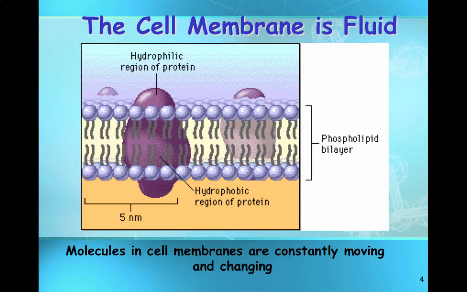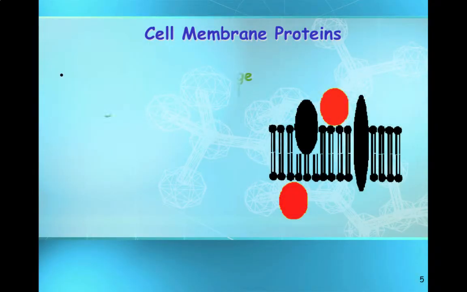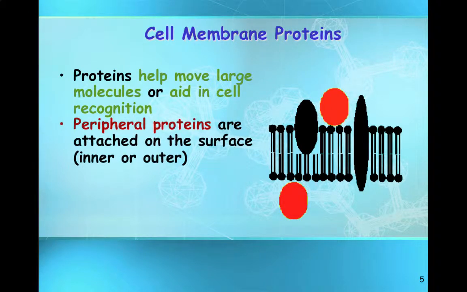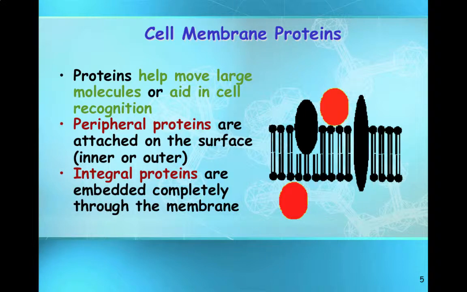The cell membrane is fluid, meaning that the proteins and things are constantly moving, adjusting, and changing within the cell membrane. Cell membrane proteins. Proteins help move large molecules or aid in cell recognition. You can have peripheral proteins, which would be the red in this particular diagram. They are attached on the surface, the inner or outer. And integral proteins are embedded completely through the membrane. They will be gateways into the cell or out of it.